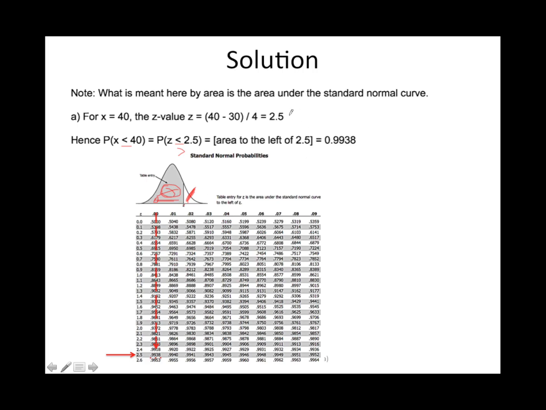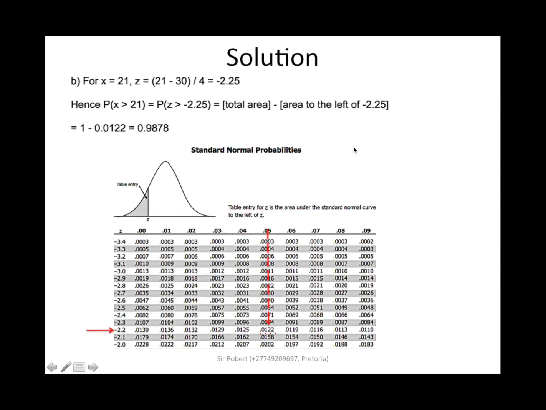So now, because we found our z value is 2.5, we go to 2.5 here. Then since there's no other value here, we go to 0. So it becomes 0.9938. So this is your probability of x being less than 40. So let's move on to B.